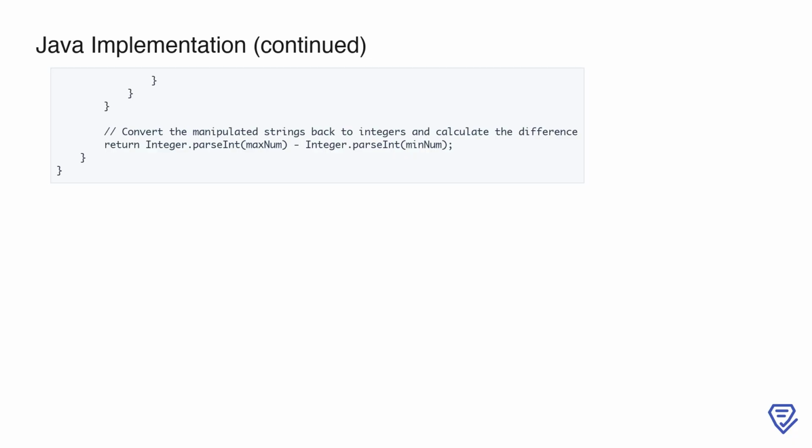Finally, we calculate the maximum difference by converting the modified strings, maxNumber and minNumber, back into integers using Integer.parseInt. The difference between these two values is then returned as the result of the method. This step concludes the implementation, and the function now computes the maximum possible difference between two numbers derived from the input integer by following the described rules.